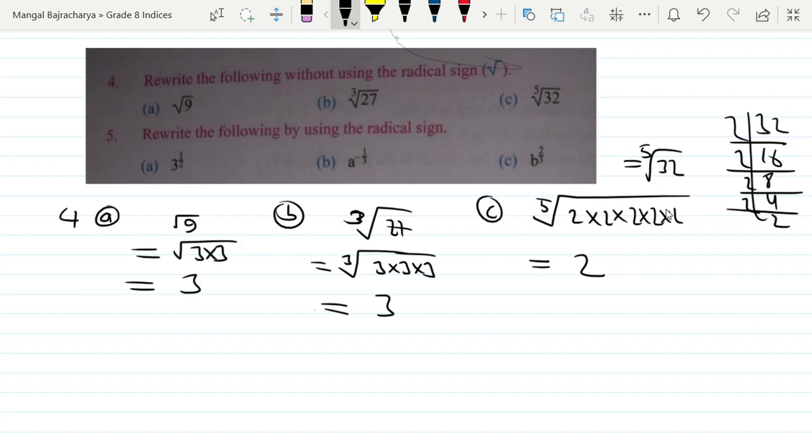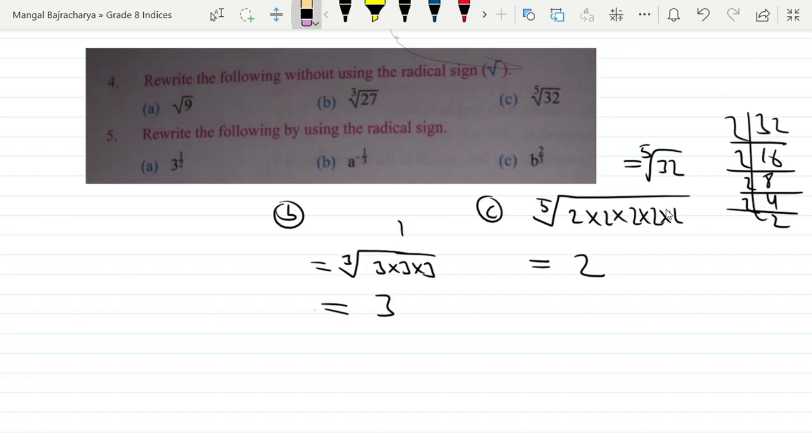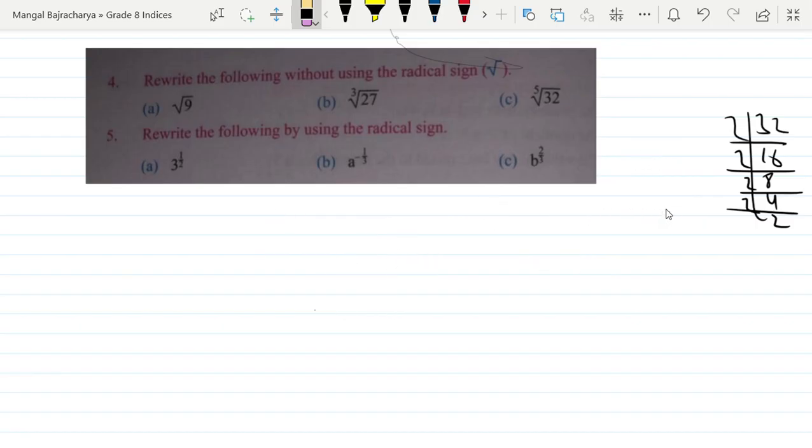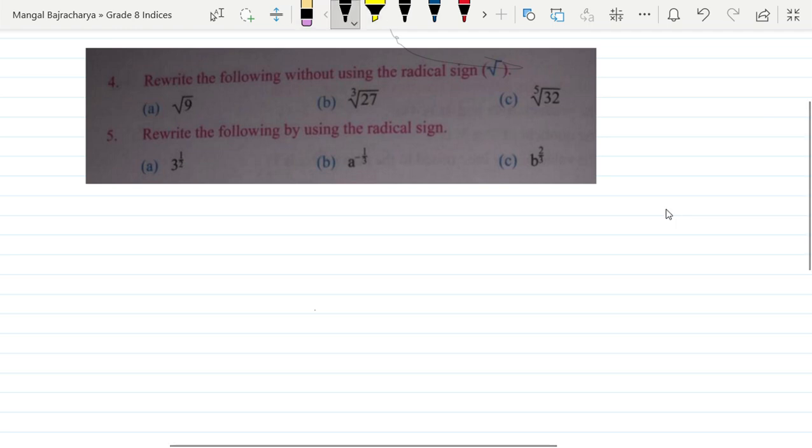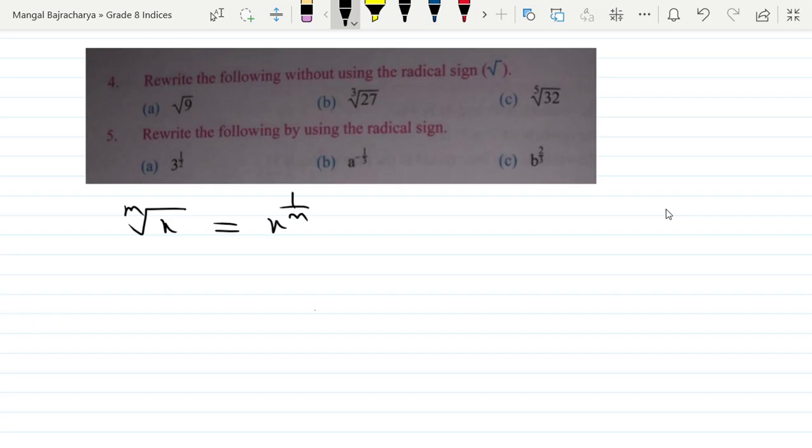So we're done with number 4, and now we go to number 5. So what's said in number 5? Let's see. In 5, rewrite the following using the radical sign, right? So it's of the reverse form. If x has the mth root, then x power 1 by m is what you have to write. This is the rule.